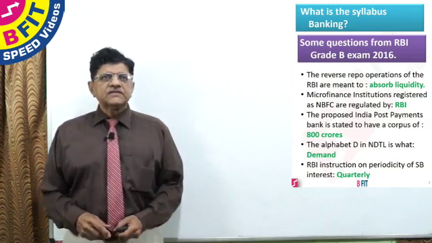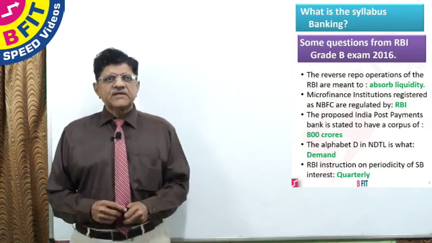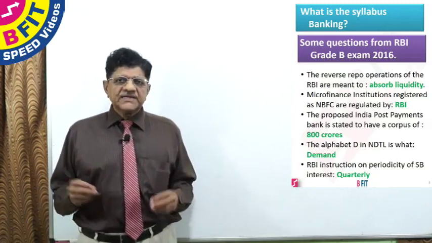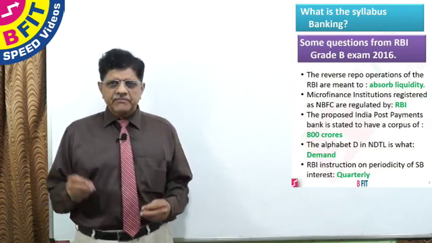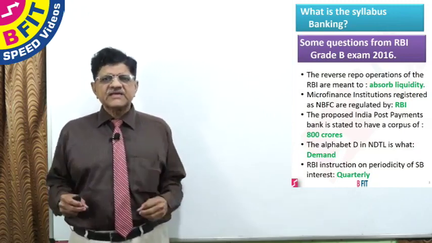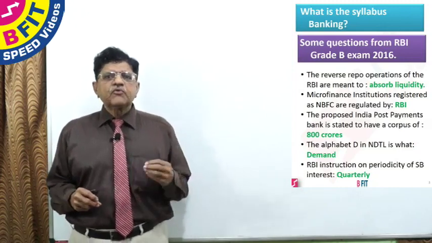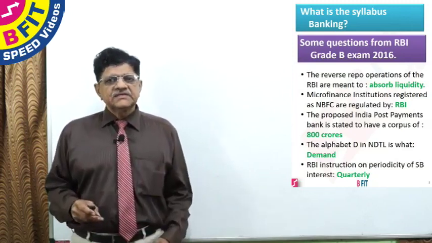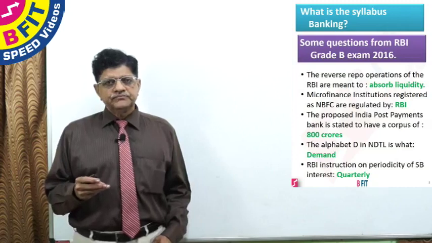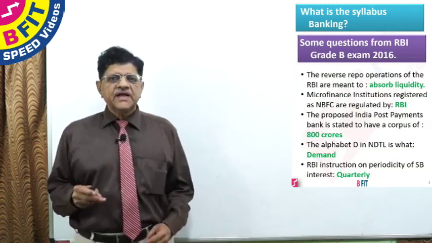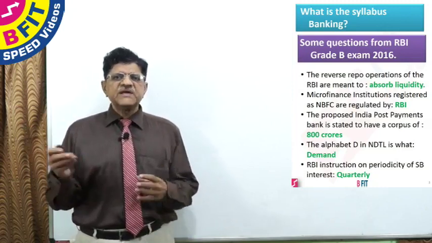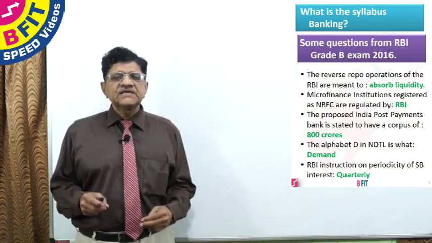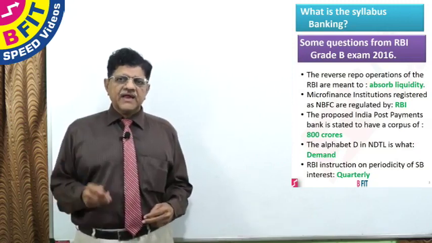So the third question that has been asked in the recent Reserve Bank of India Grade B exam 2016 is: what is the corpus of the recent India Post Payment Bank? The answer is specific: 800 crores. The fourth question is, what does the alphabet D stand for in the acronym NDTL? NDTL means Net Demand and Time Liability. It is based on the net demand and time liability only that CRR and SLR are maintained. Therefore, the correct answer is net demand and time liabilities.